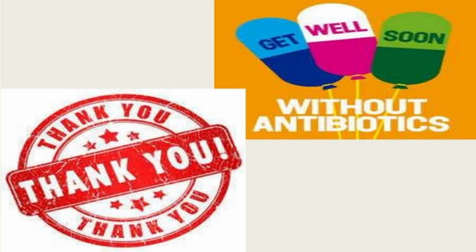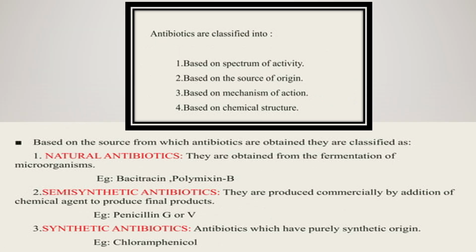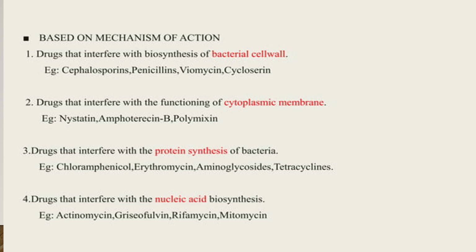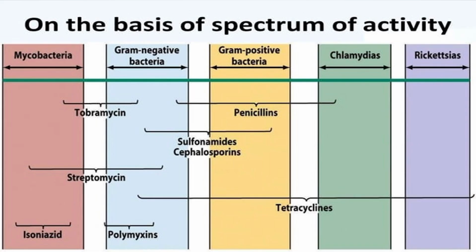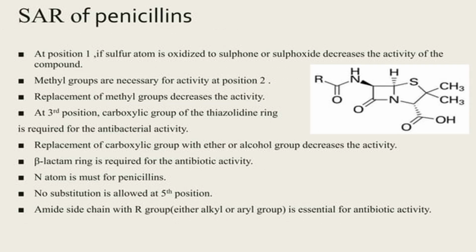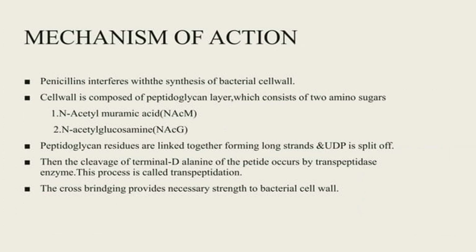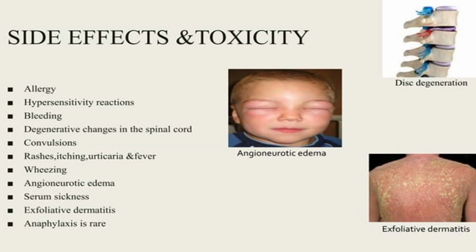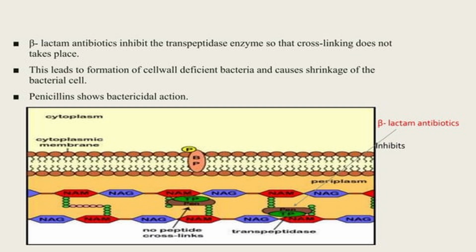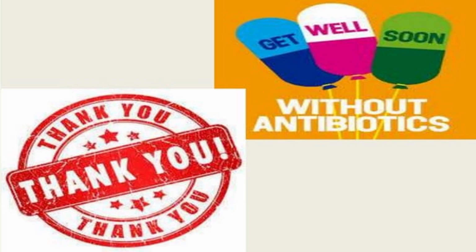So thank you. Today we have discussed the penicillin classification, from source of origin, from the mechanism of action, from the spectrum, uses of the penicillin, nomenclature, stereochemistry, SAR of the penicillin, some examples of the penicillin, structure, activity, side effects and toxicity of the penicillin, and mechanism of action. So thank you all of you. We will discuss in the next class the next type of antibiotic, that is cephalosporin. Thank you all.